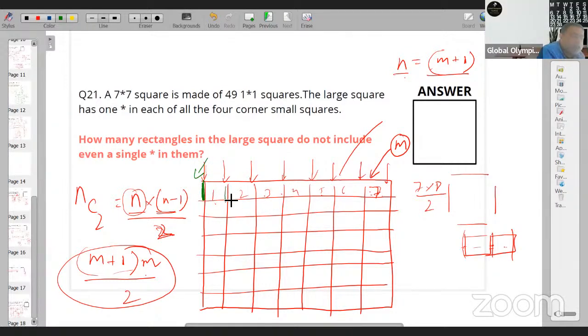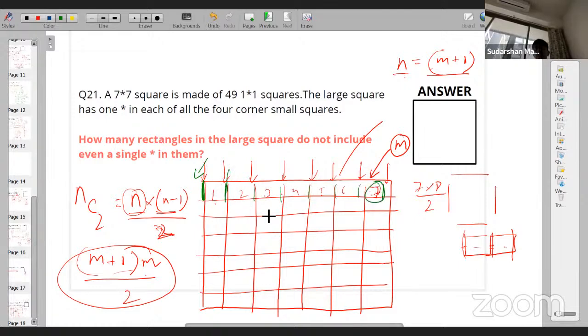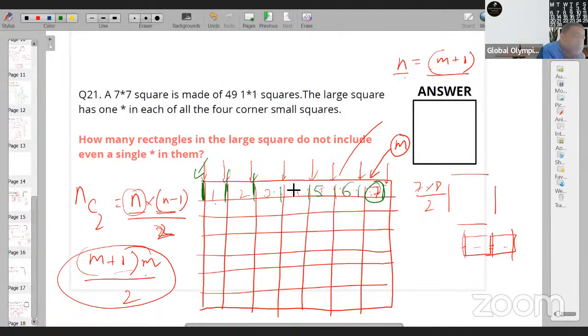Then on the right, how many choices do you have? You have 1, 2, 3, 4, 5, 6, 7. Yeah, that 7 comes here. Okay, then you start from here. Then you have 1, 2, 3, 4, 5, 6. So the 6 comes here. Then you start from here. Then 1, 2, 3, 4, 5. The 5 comes here. Like that.